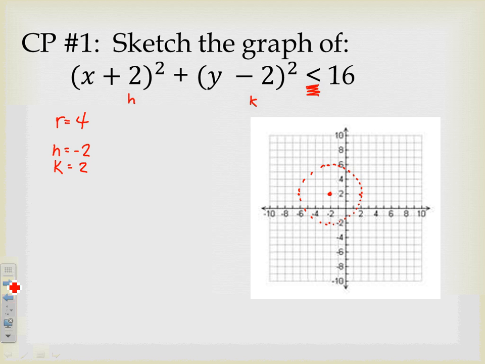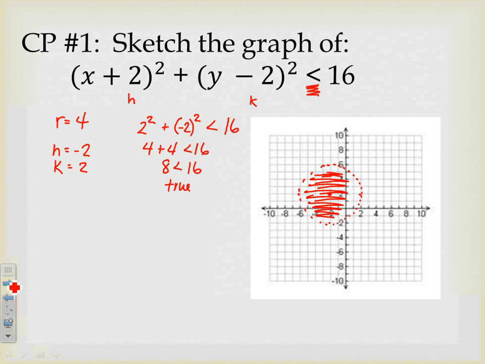So if I put 0 in for x, I'm going to get 2 squared. If I put 0 in for y, I'm going to get negative 2 squared. And if I simplify, I get 8 is less than 16, which is true. So 0, 0 worked, which means my solutions must be located inside that circle.